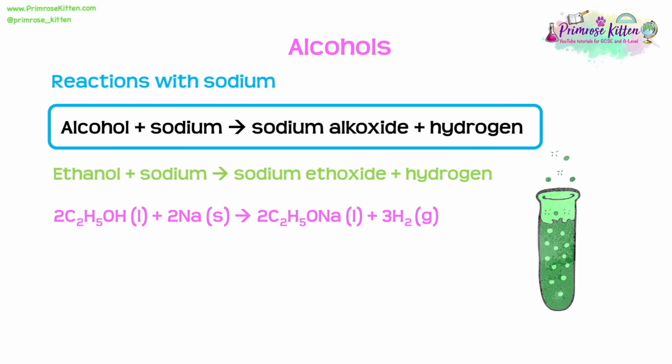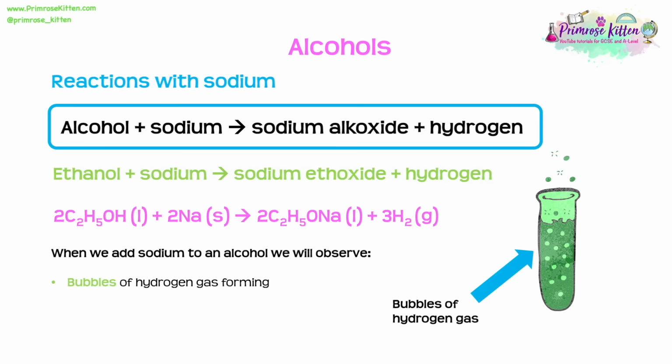The next reaction that we need to know for alcohols is that if an alcohol reacts with sodium, we will make sodium alkoxide and hydrogen. So if we look at an example here, if we had ethanol plus sodium, we'd make sodium ethoxide and hydrogen. Now, when we add sodium to an alcohol, we will observe bubbles of gas forming, or we might call it effervescence, and that's due to the hydrogen gas that gets formed in that reaction.